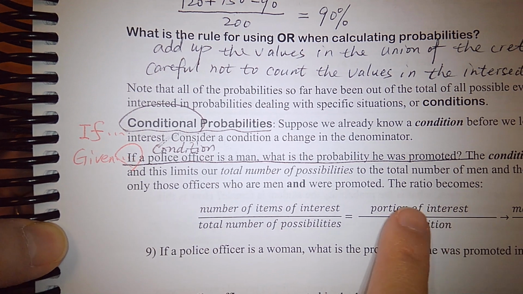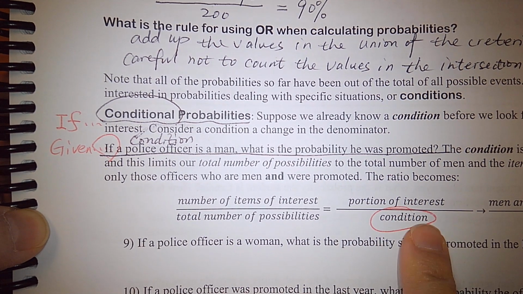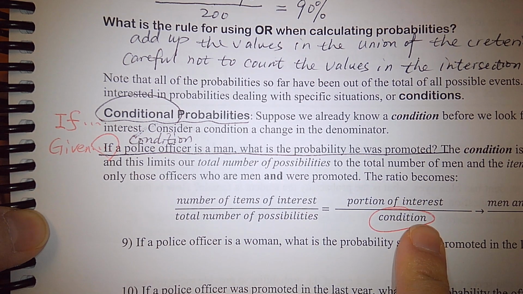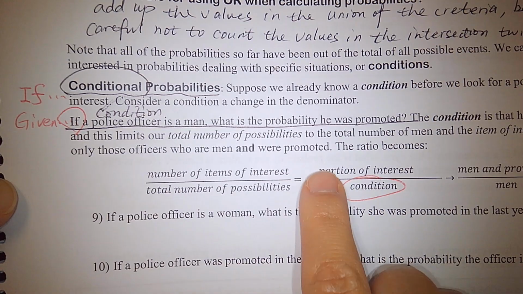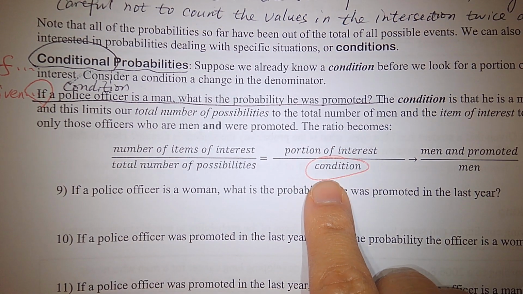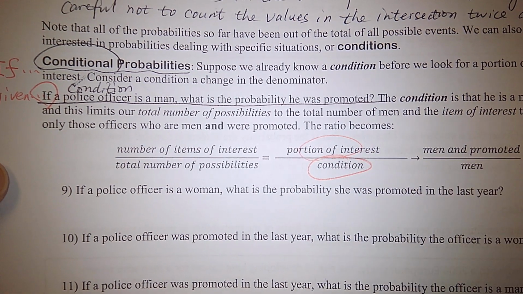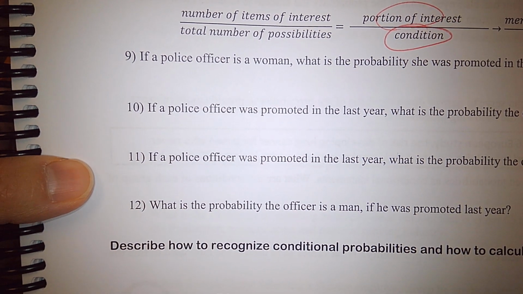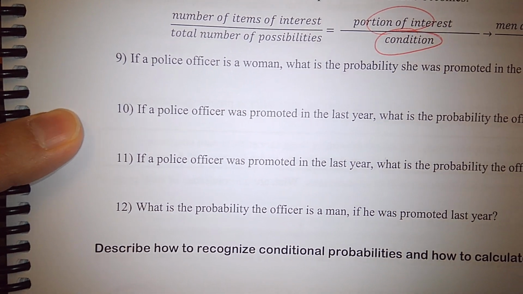And we always have to divide by the condition on the bottom. We don't divide by the total number. We divide by the condition. Then we check what the portion of interest is, and use the portion of interest divided by the condition. There are several questions, so let's do some of them.